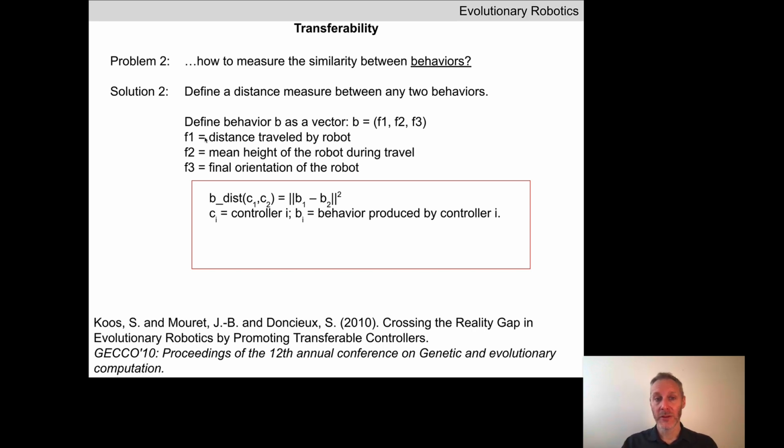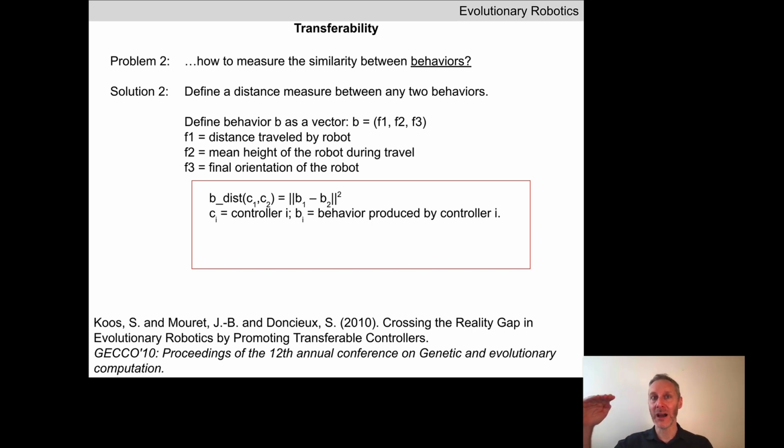F1 is the aspect of behavior we're interested in, which is the total distance traveled by the robot. F2 is the mean height of the robot's body during travel, and F3 is the final orientation of the robot's body when it stops moving. Why did they add these additional two features? It's not explained in this paper, but the idea behind this is that just the distance traveled by the robot might not be enough to accurately measure the distance between controllers.